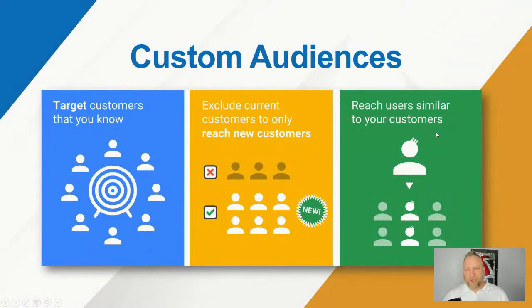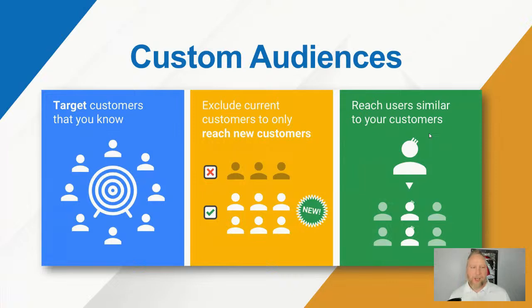Now, when it comes to audiences, who do you want to see your ads? There's a couple things you can do. You can target customers that you know. You can exclude customers and only show new customers. So let me back up. Target customers that you know. You could actually upload a list of customers that you want to show your ads to and show your ads to those people. Now, you could also upload that list and do the opposite. Say, I want to show my ads to people who are not these people, right? They've already bought from me. We've got them on our monthly newsletter.